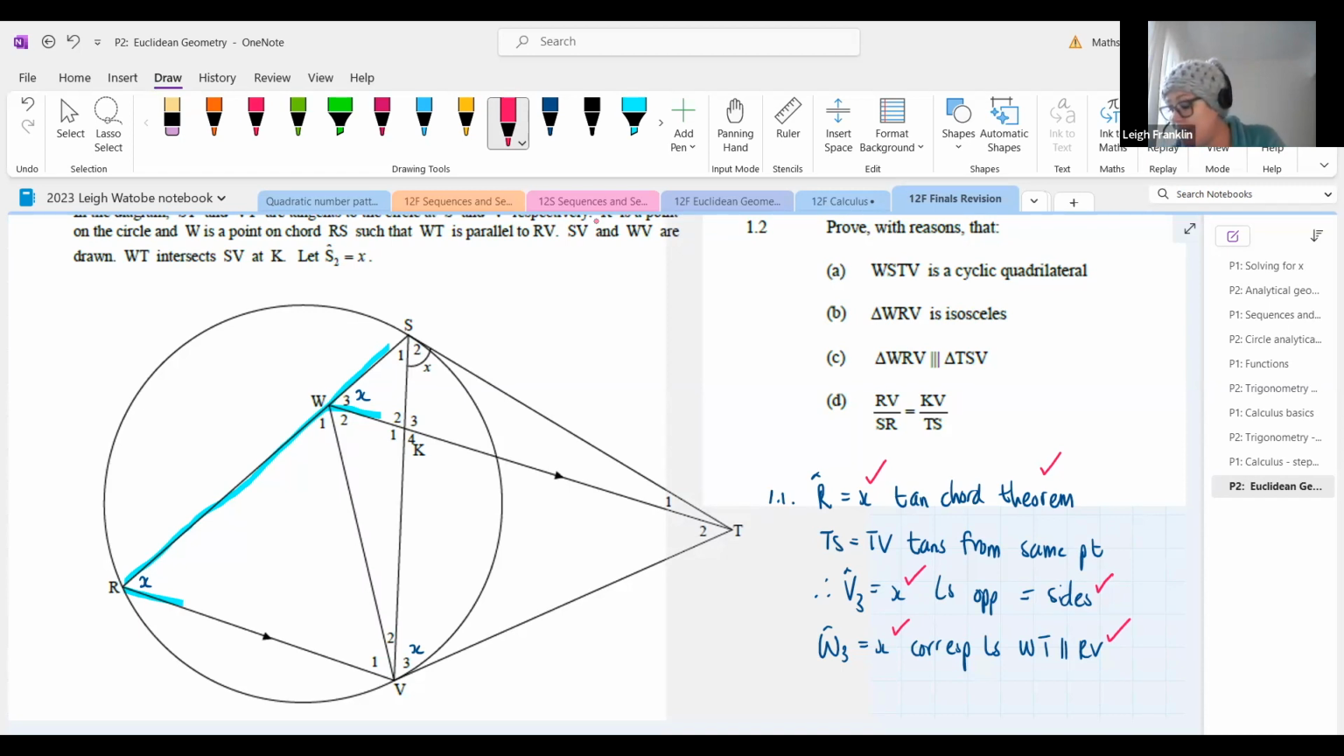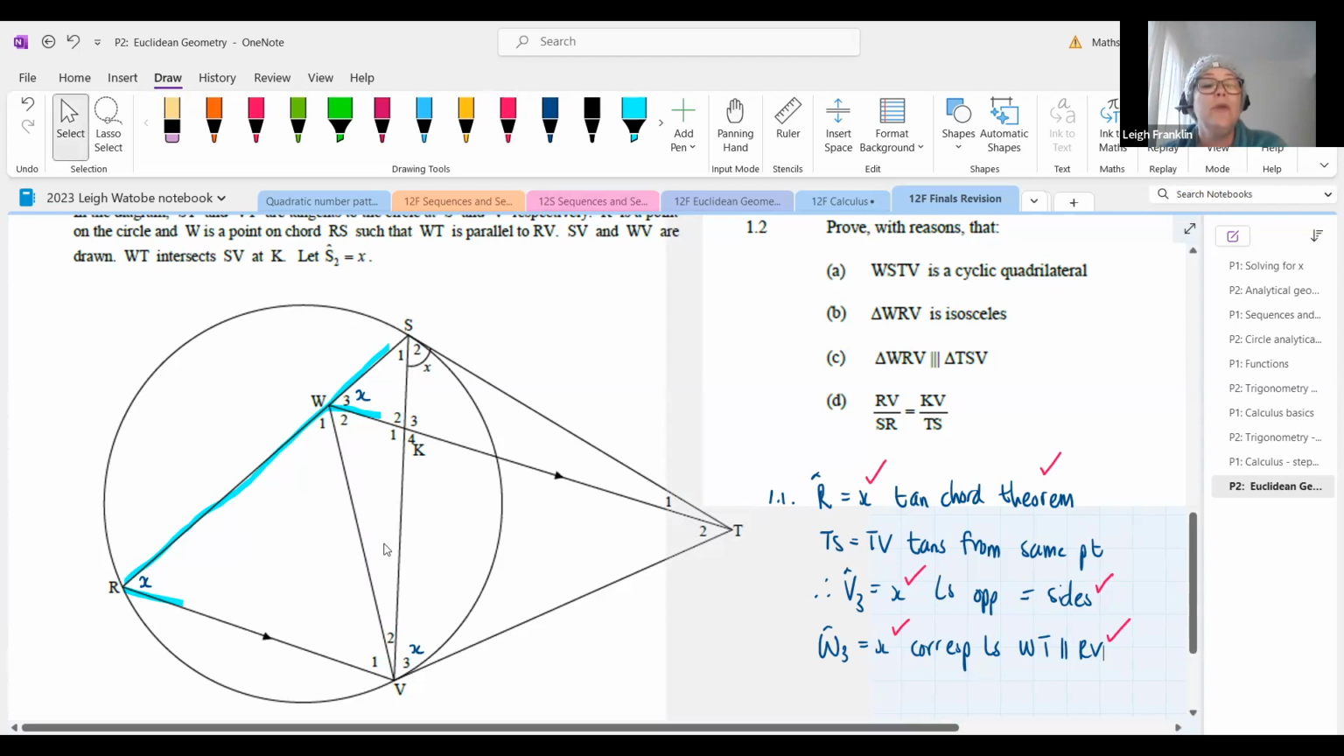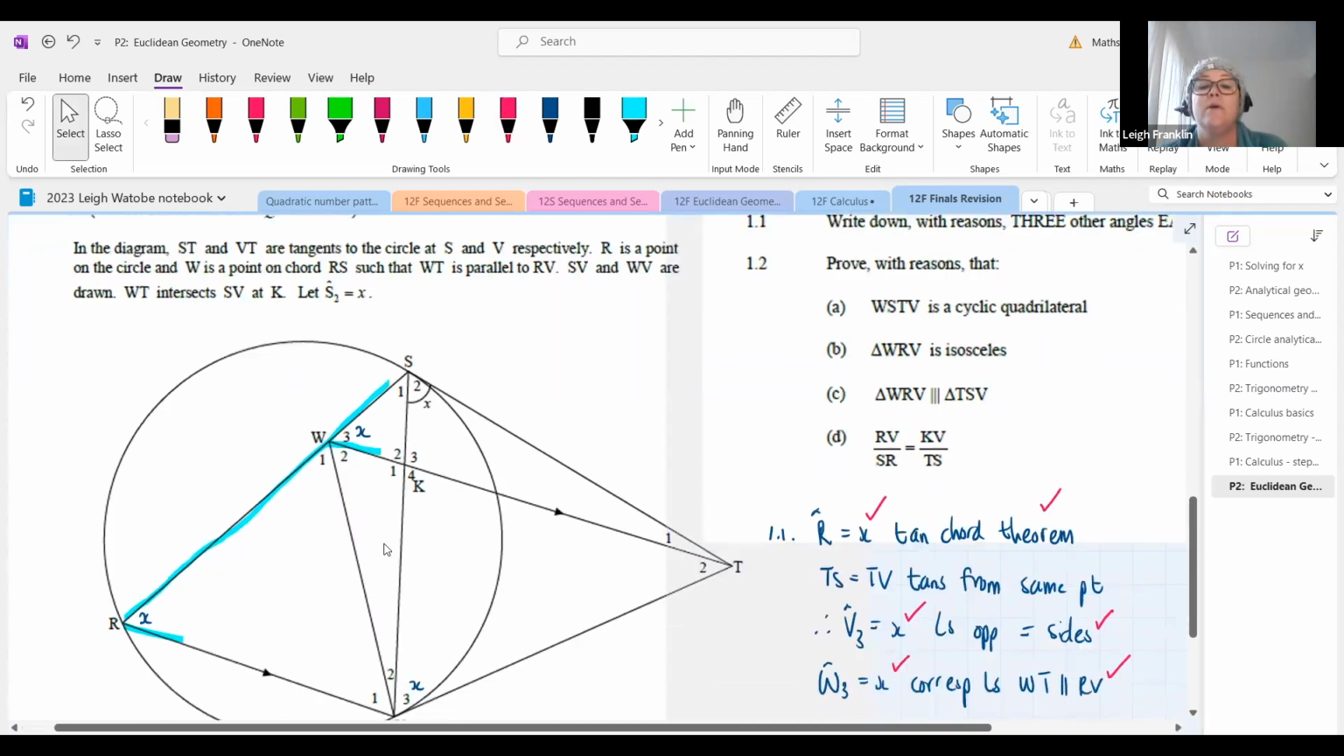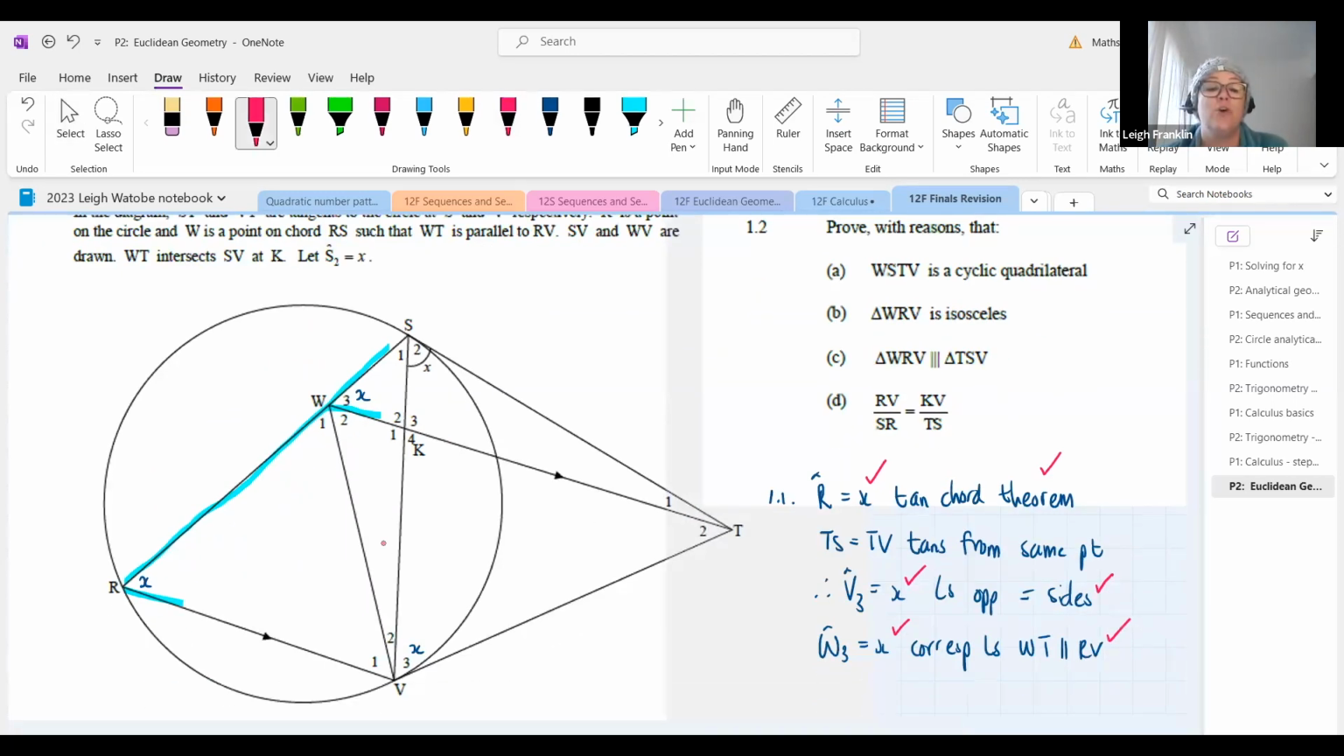Okay, they are strict about that, so please don't forget to include those in your solutions. All right, so there we go. 3 angles, each equal to X as well. So that's 1.1. Now let's focus on 1.2.